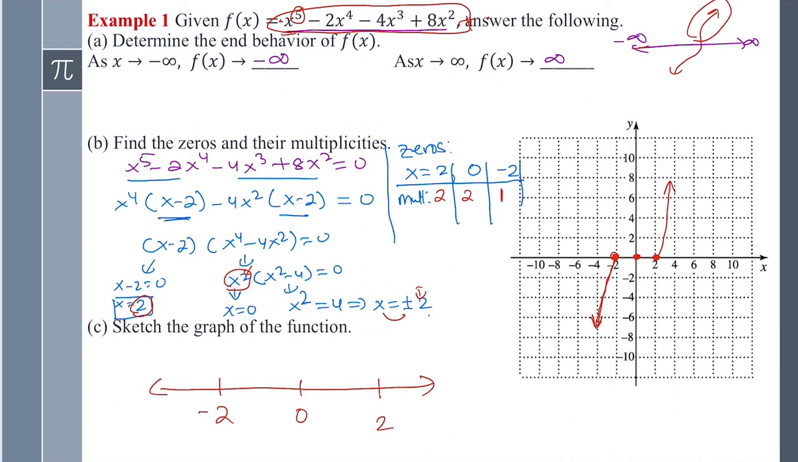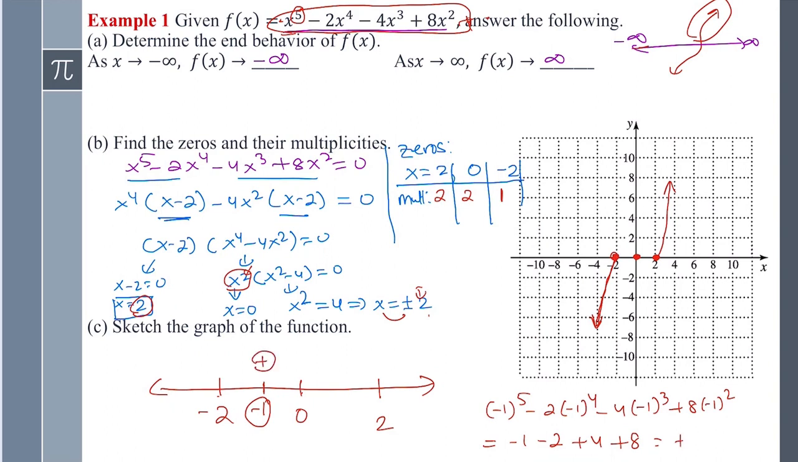Now let's pick a point between these two zeros. From -2 to 0, let's pick -1. If I plug that point into my function, what do I get? (-1) to the fifth minus 2 times (-1) to the fourth minus 4 times (-1) cubed plus 8 times (-1) squared. So we get -1, -2, +4, and +8. So we get 8 plus 4, 12, minus 3, which is 9. That means we get +9. So here the sign is positive, which means the function here goes up.